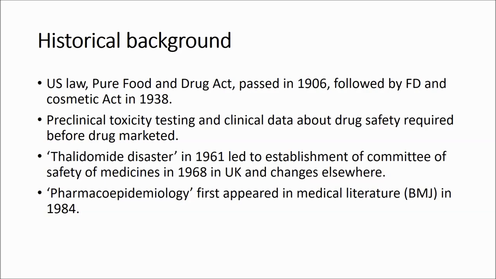After this paper was published and the link was established, that led to the establishment of the Committee on Safety of Medicines in 1968 in the UK. That changed everything related to drug manufacturing. Pharmacoepidemiology first appeared in the medical literature in 1984, in a paper published in the British Medical Journal. This is the thalidomide and congenital abnormalities study that changed all the regulations related to the safety measures and studies related to the drug approval process.